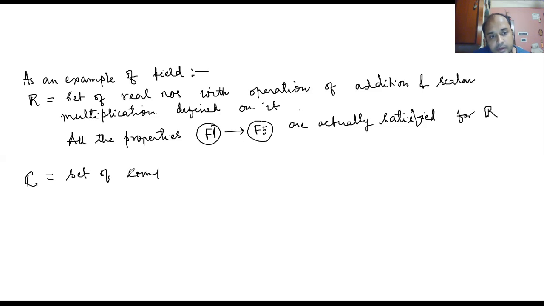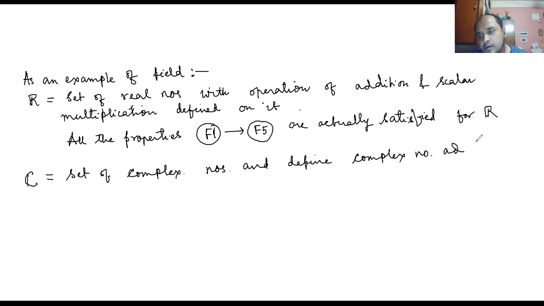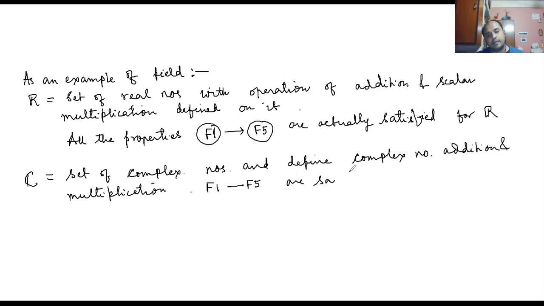Again, you can take the set of complex numbers and define complex number addition and multiplication. You will get to see that F1 to F5 are satisfied. You take the set of rational numbers. Then that is also a field with respect to addition and multiplication operation.